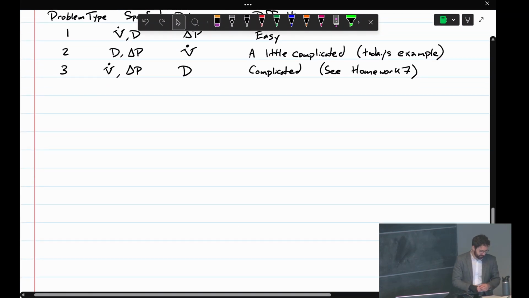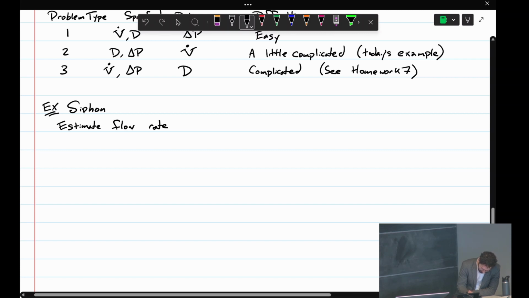Okay, so we're going to do an example now. This is something called a siphon. The problem we're going to try and do today is estimate the flow rate through a siphon. The diameter of this is given here.